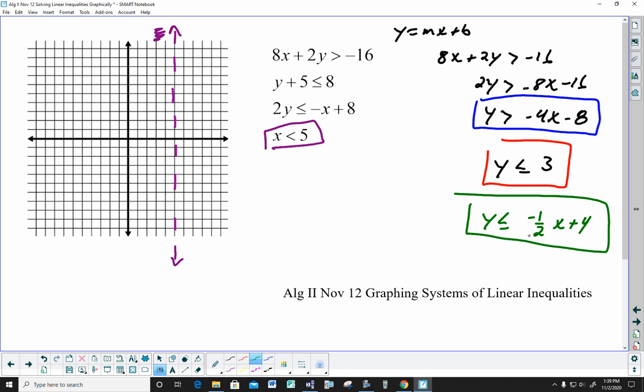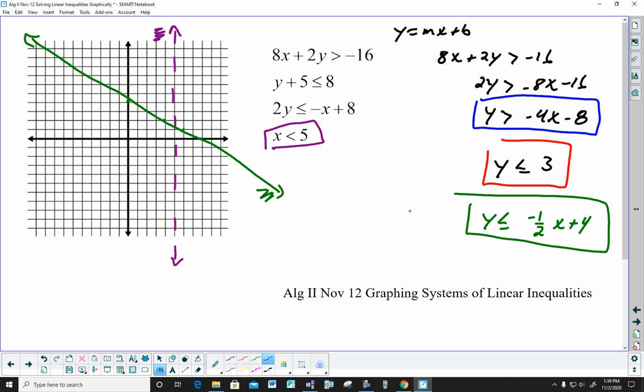So the green one, y-intercept is 4. 1, 2, 3, 4. And the slope is negative a half. So down 1, right 2. Down 1, right 2. Down 1, right 2. And this one is solid because it has the equal sign. And notice that I'm going all the way across the graph. I'm not just doing it between those points. And that one would be under it.